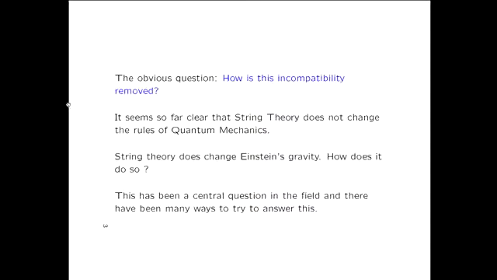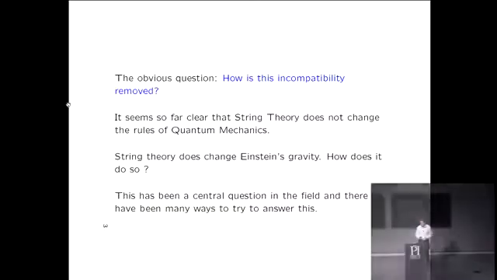The obvious question for string theorists is how do we get rid of this incompatibility? And again, string theory is not what one would say perfectly and fully formulated. Certainly, there's not the equivalent of this Einstein Lagrangian, which is so lovely. So one thing that seems clear is that string theory doesn't seem to change the rules of quantum mechanics. String theory, on the other hand, does seem to change Einstein's gravity. And how does it do so? So as I mentioned, there's probably many ways to try to discuss this.